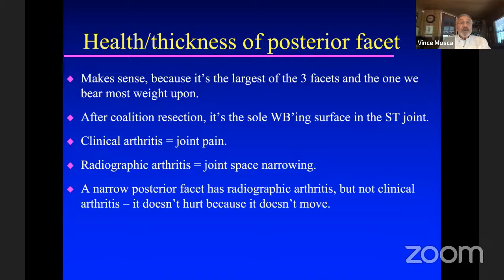In some feet with middle facet tarsal coalitions, the posterior facet is thick and healthy, like the ankle joint, and in others it's narrow. Well, if the posterior facet in a foot with a middle facet coalition is narrow, it has radiographic arthritis by definition, but it doesn't hurt. A narrow posterior facet with a middle facet coalition doesn't hurt because it doesn't move.